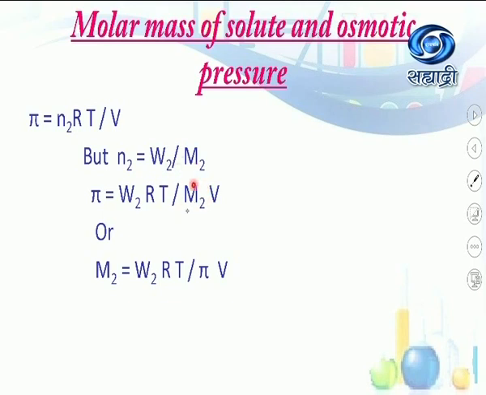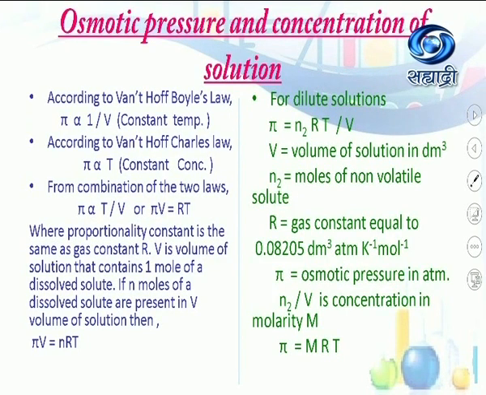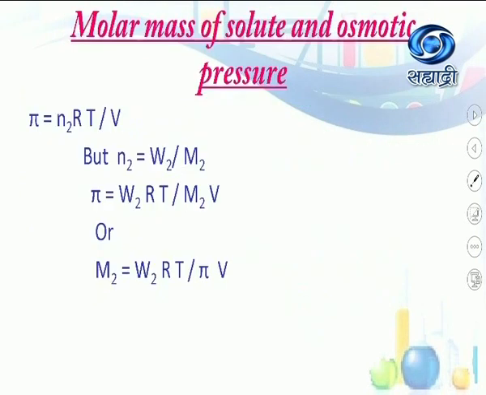Let us write the expression in terms of M2. So M2 is equal to W2 RT divided by pi V. So what is the relation between the molar mass of a solute and osmotic pressure? The relation is M2 is equal to W2 RT divided by pi V. Now, if only the relation is asked, you have to write this. If the derivation, then in short, you have to write all the parts starting from the beginning. You have to write like this, then the meaning of the different terms.